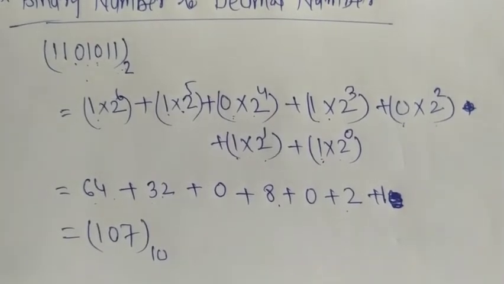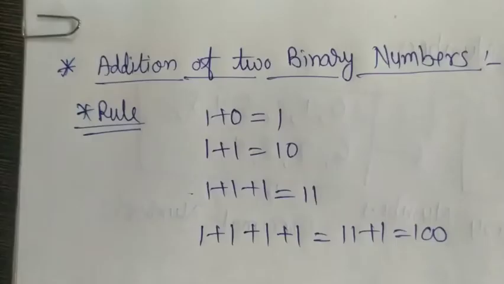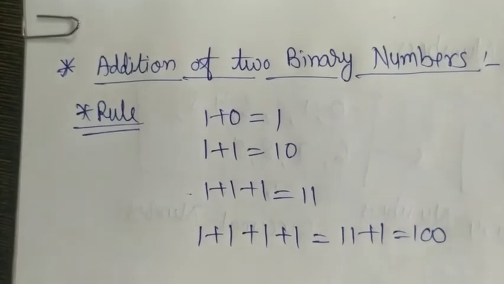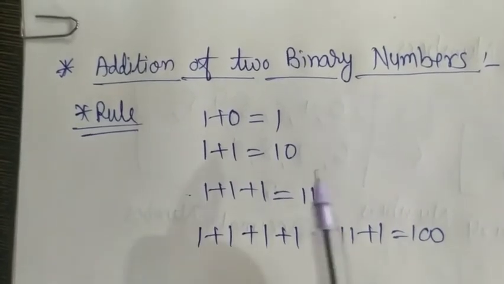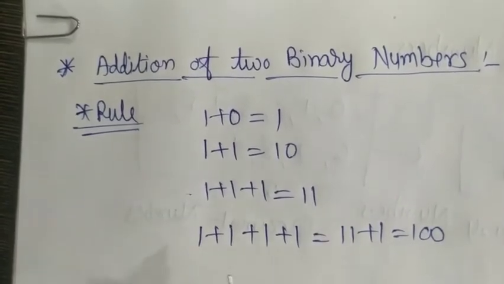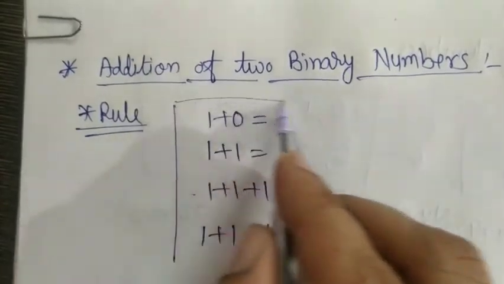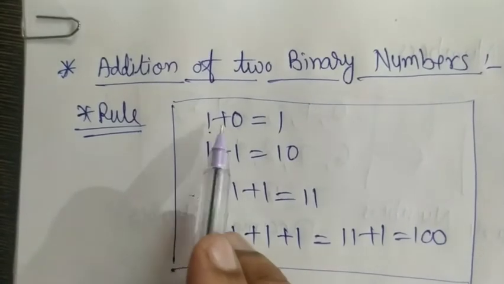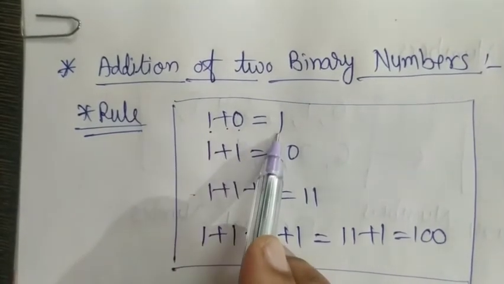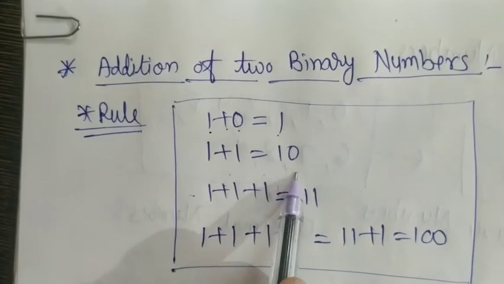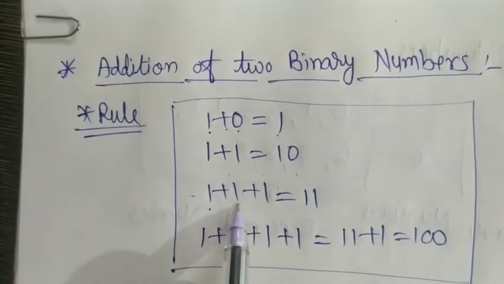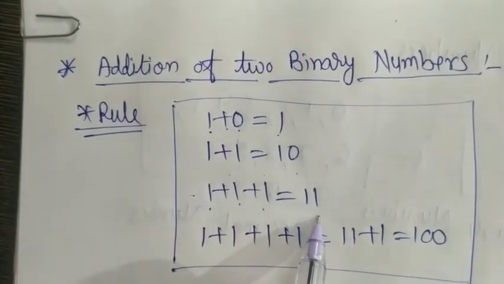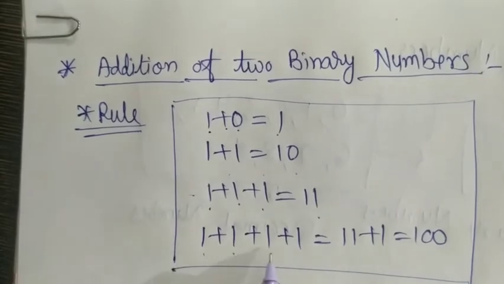Now we will understand how we can add and subtract two binary numbers. Now, the addition of two binary numbers. Before knowing that, just remember the rules of adding binary numbers. 1 plus 0 is 1. 1 plus 1 will be 10. 1 plus 1 plus 1 will be 11. 1 plus 1 plus 1 plus 1 will be 100.